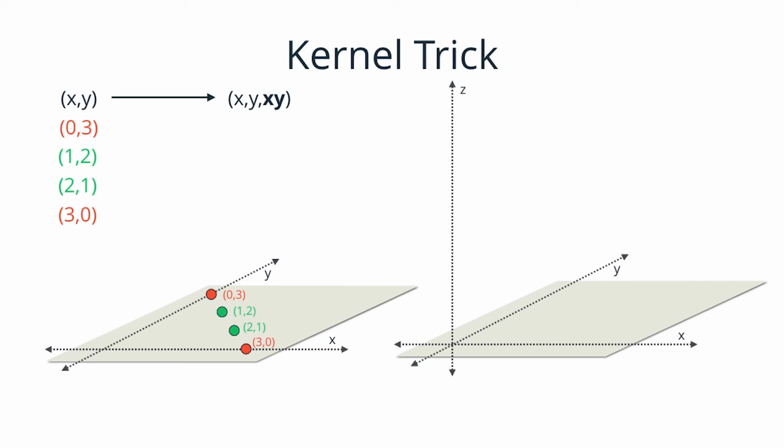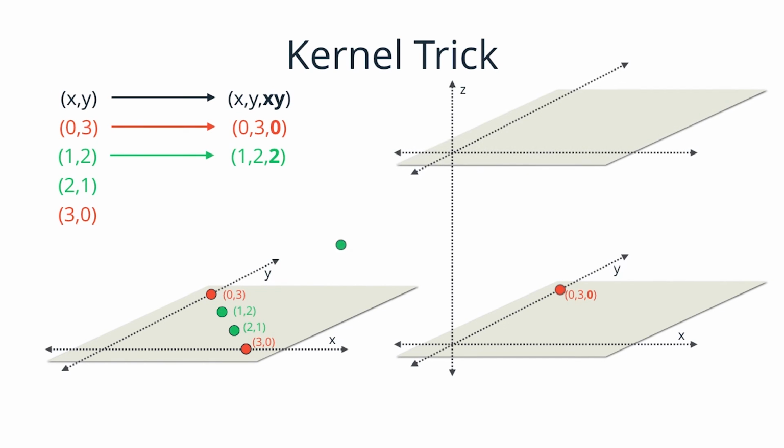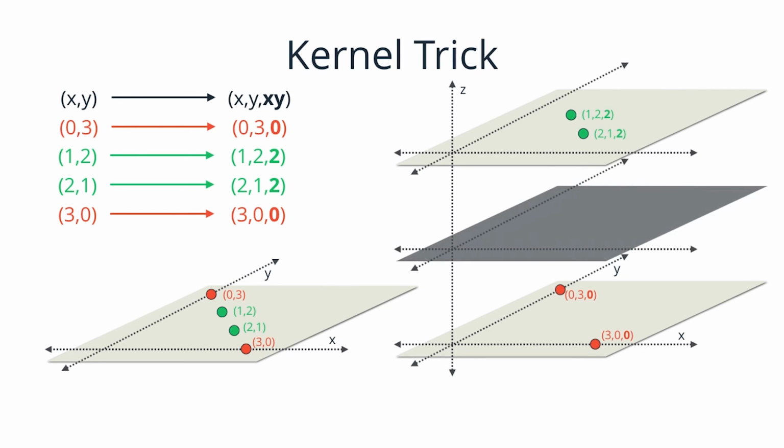This map sends the point 0, 3 to the point 0, 3, 0, the point 1, 2 to the point 1, 2, 2, the point 2, 1 to the point 2, 1, 2, and the point 3, 0 to the point 3, 0, 0. So in a different way, it still separates the points since it sends the green points up by 2 and it leaves the red points underneath. Now what could separate these points? Well, a plane could do it. This is the way to visualize the kernel trick in 3 dimensions.